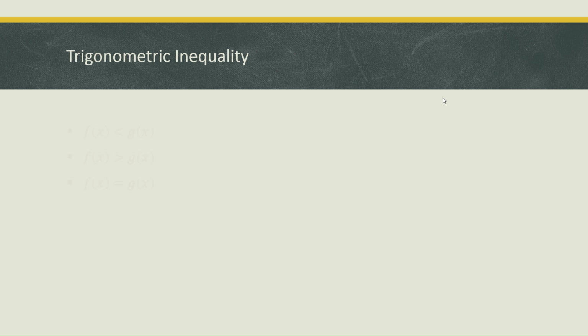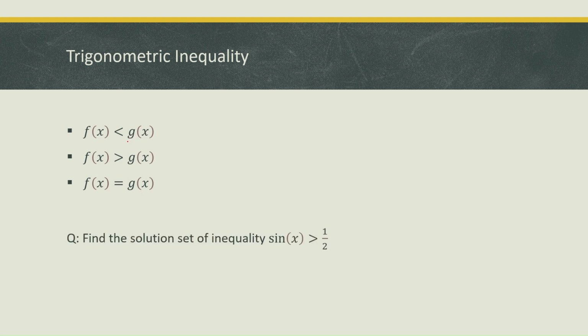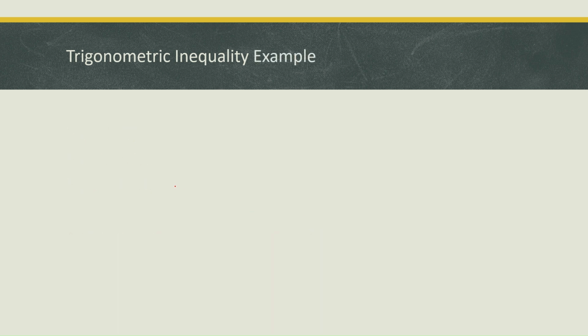Trigonometric inequality is nothing but an inequality of the form given below, which involves at least one or more trigonometric functions. So here we compare two or more trigonometric functions. So let us find the solution set of the inequality sin x greater than 1/2. That is, we want to find the values of x for which the function sin x is greater than 1/2. So let us see how to solve this.